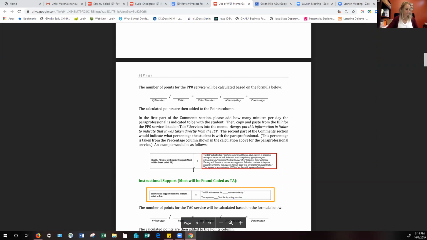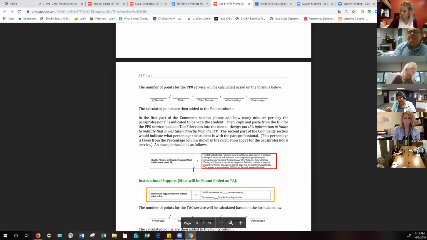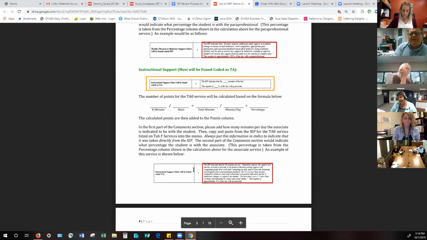It will also assist the school that gets it to know where we got that information from. Also, the one thing on PPO and TAO is we're going to add that last line that says this equates to approximately, on this sample, 100% of his day with a paraprofessional. Where did I get that percentage from? I got it from that calculation above. Okay? If you go down to TAO, it's similar to what the PPO is. It's just a different area. Included a formula in there too. Showed what it was, and then showed a sample of what it is. For this particular sample, it's showing this equates to approximately 4% of her day with an associate.